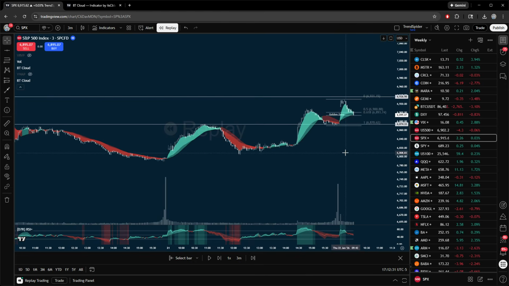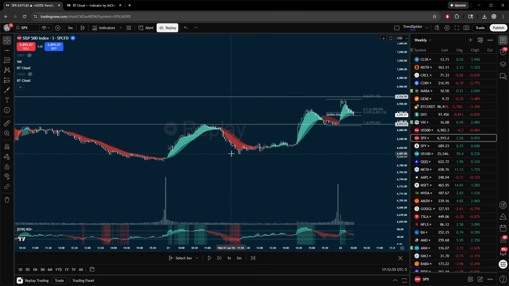The 0.618 Fibonacci level comes in at 6,894, and the 0.5 level is at 6,900. The golden zone is between these two levels. The golden zone works because it represents a natural pullback area where institutions often accumulate positions. When price dips into this zone and then breaks back above 0.5, it signals momentum is resuming.